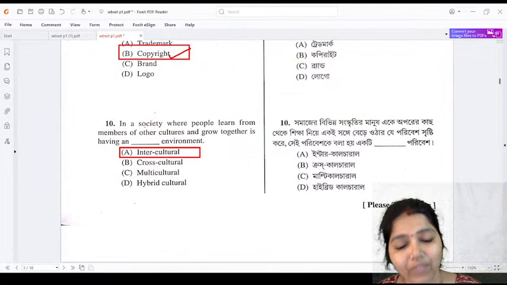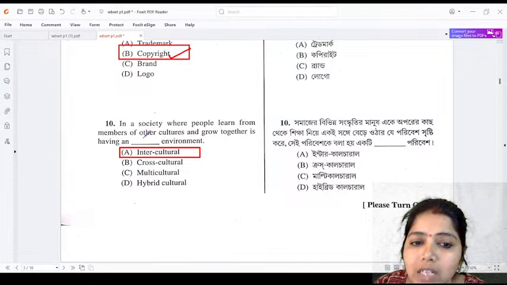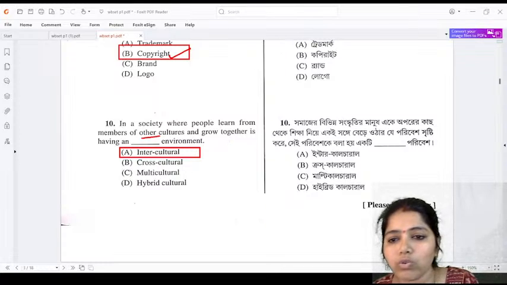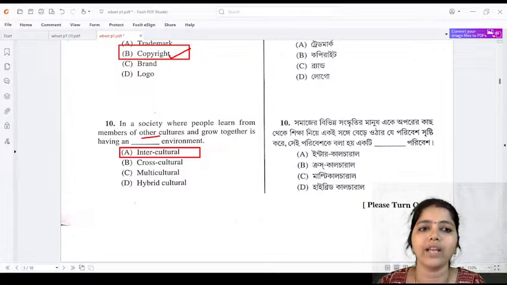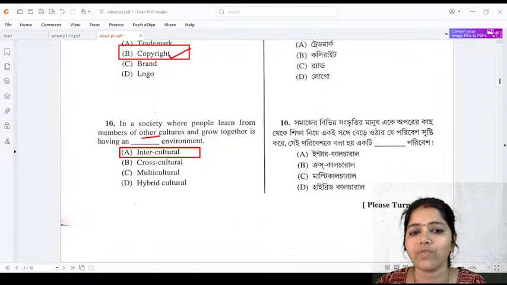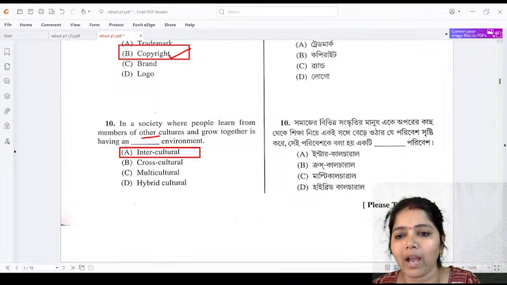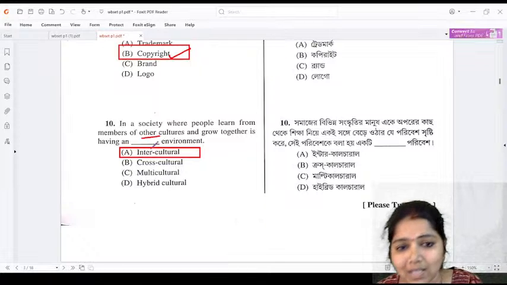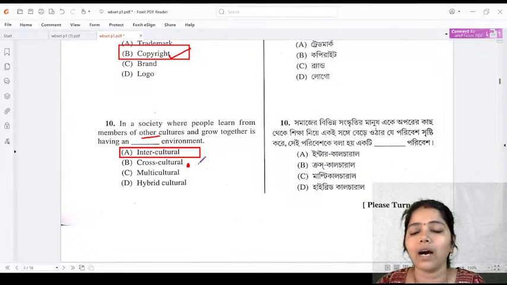And this is a very interesting question. In a society where people learn from members of other cultures and grow together, right? When they grow together, then we will call it what? It is intercultural communication, right? It's called intercultural communication when they grow together. But some may have a doubt: ma'am, why is it not cross-cultural? Why?